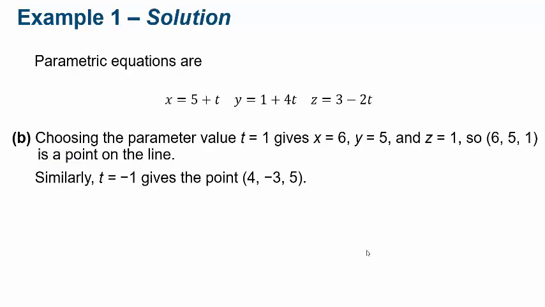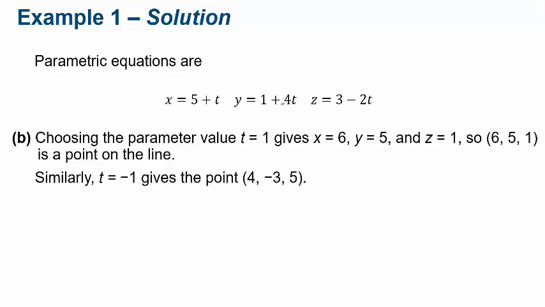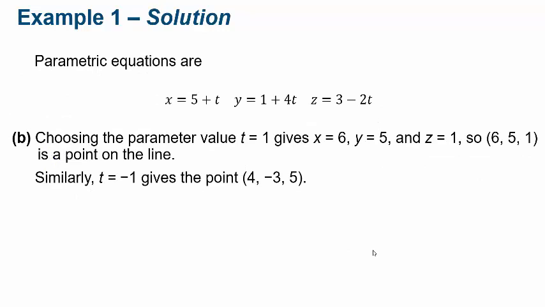So then the parametric equations are just x is equal to 5 plus t. That's this part right here, the x coordinate. The y coordinate is equal to 1 plus 4t. That's this part right here. And z is equal to 3 minus 2t. That's this part right here. So that's the parametric equations for the line.